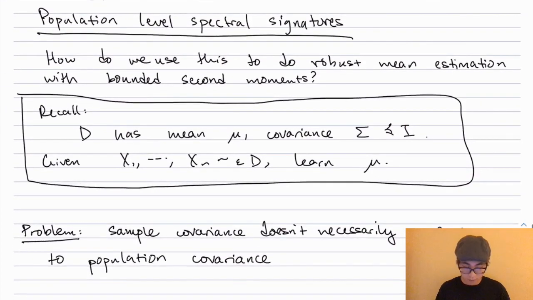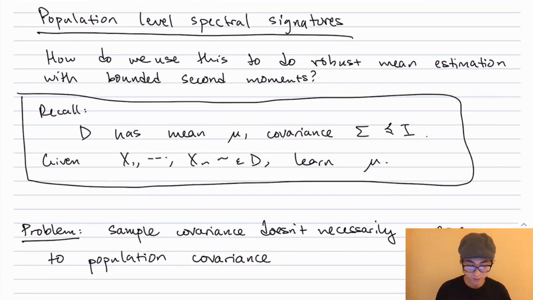Let me conclude the lecture by relating this back to the original problem that we considered. Because recall, what we really care about is this statistical problem, where we have a distribution with mean mu and covariance upper bounded by the identity. And the goal is, given epsilon corrupted samples from this distribution D, learn the mean mu. So we want to apply the spectral signatures lemma we just proved to this problem. But unfortunately, it's not a priori clear what sets I can actually apply this to.